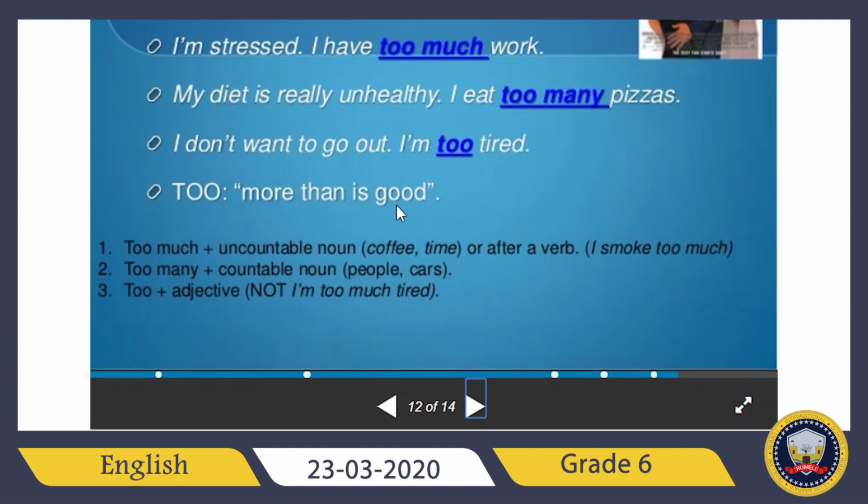Or, for example, the other sentence, "My diet is really unhealthy. I eat too many pizzas." Look, too many pizzas. It means more than enough. When something is more than enough, it's something negative. "I don't want to go out. I'm too tired." It means that I'm tired and I am excessively tired. It means that I can't move. "Too" here means more than is good. So please be careful about this usage, because most probably you will have this example in your exam.